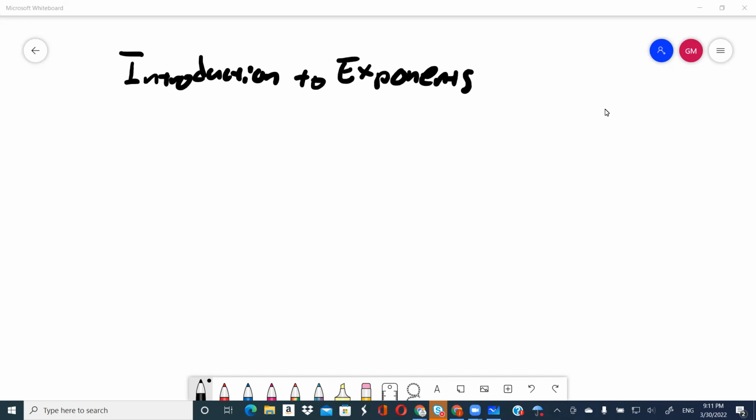Well, an exponent is basically any number or variable that's multiplied to itself repeatedly. Let's say we have a to the x. A is the constant that's being multiplied to itself, and x is the exponent.